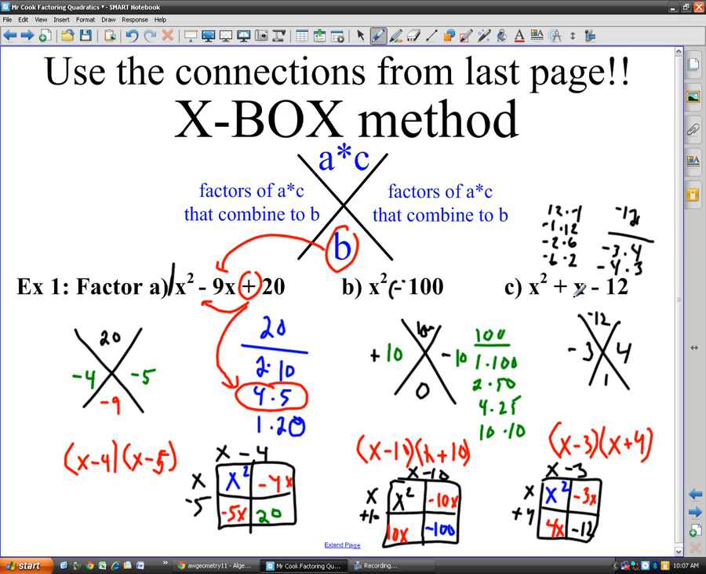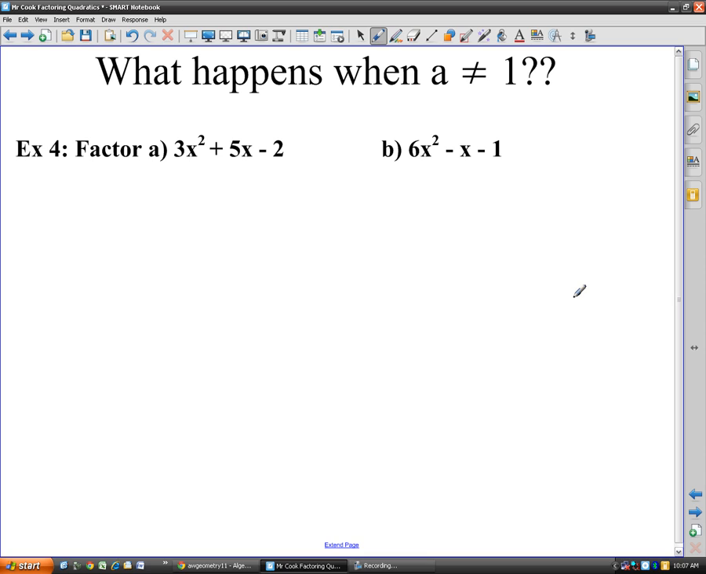Now what happens if we end up with a number out front, if a is not equal to 1? There's a couple ways you can go about this, but I'm going to show you a process, and this is where people get confused. We'll talk more about this in class when we get to the practice day of this. Basically what ends up happening is this. Same thing as before, I'm going to multiply the 3 and the 2 together, which will give me negative 6. So I took the a and the c.